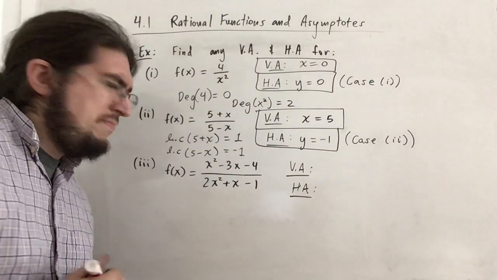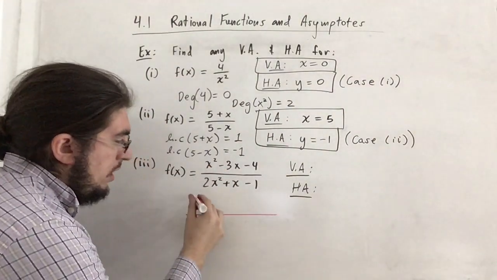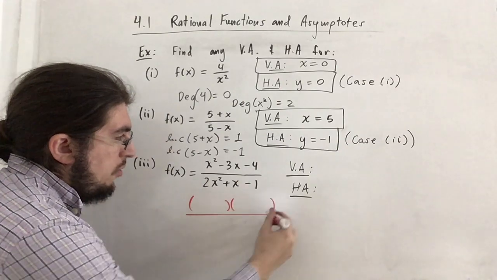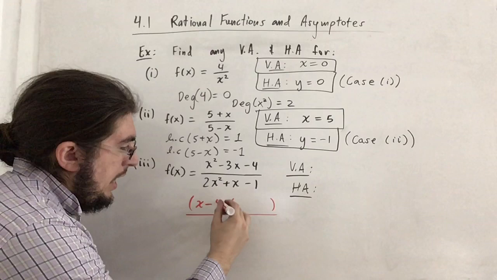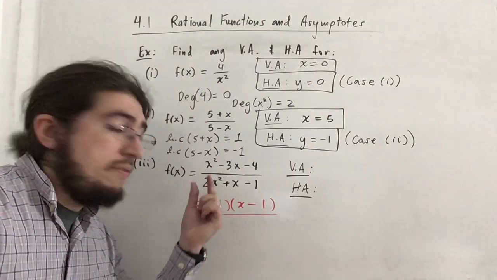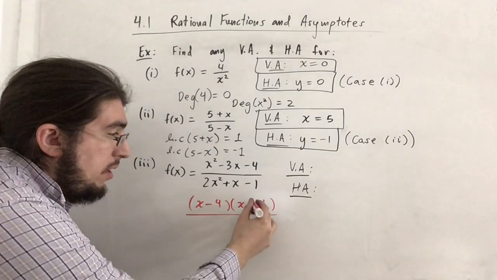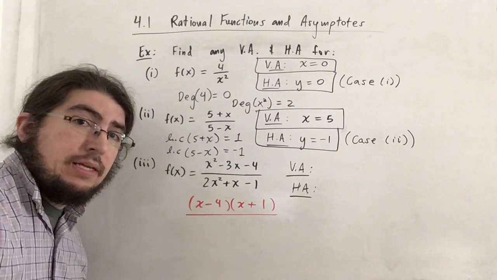Can we factor? Well, the top can be factored as what? What two things multiply to -4 and add to -3? And of course it's 4 and 1. In order for them to add to -3, it has to be -4 and +1, like this. And you can check that when you FOIL this out, you indeed get back this.